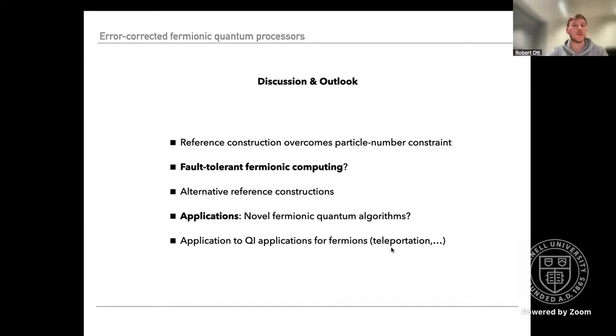One of these examples is teleportation, which you cannot easily implement on fermions if you have this constraint. So we're currently also looking into that.